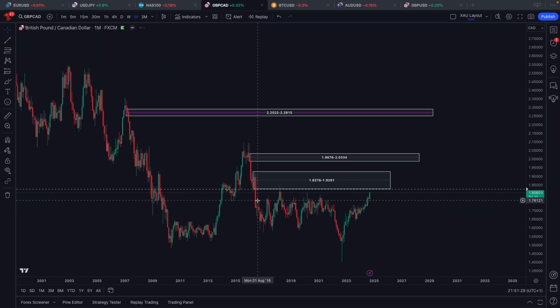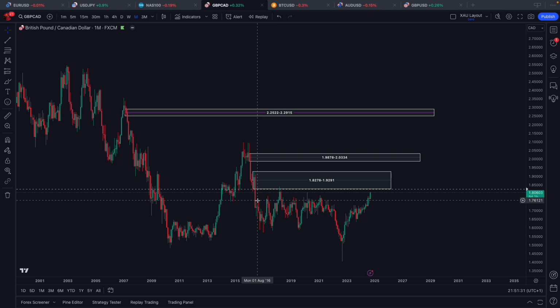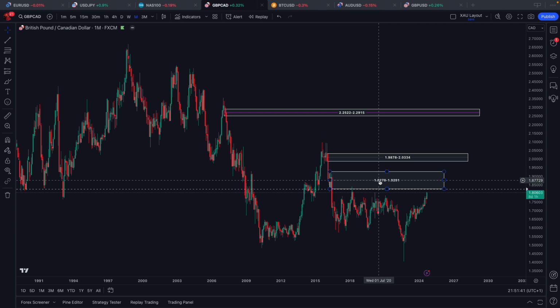What I would expect is that you all do the same, set your alerts and wait for price to play out. We want to see price trade in, give us that break of structure to the downside, and then we can look to get involved in this market. But that's ultimately my analysis for the Great British Pound CAD.